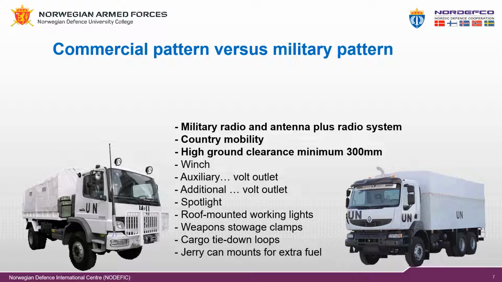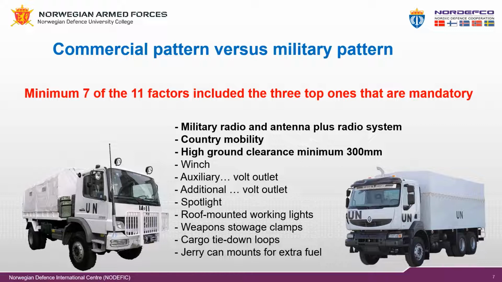There are several visible signs on the picture. Winch in front of the vehicle, 2 radio antennas on the vehicle's right side, roof-mounted working lights, spotlights on both sides of the vehicle, and jerry cans for extra fuel.